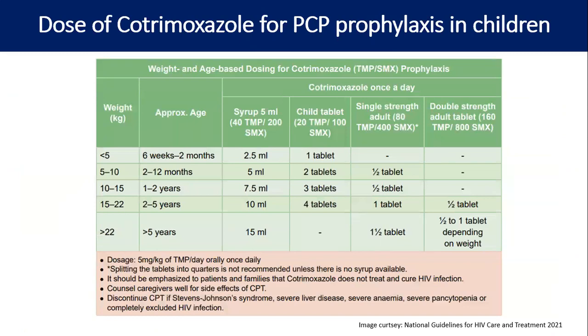The dose of cotrimoxazole for PCP prophylaxis in children: less than 5 kg, 2.5 ml; 5 to 10 kg, 5 ml; 10 to 15 kg, 7.5 ml; and 15 to 22 kg, it is 10 ml. And more than 22 kg, it is 15 ml.